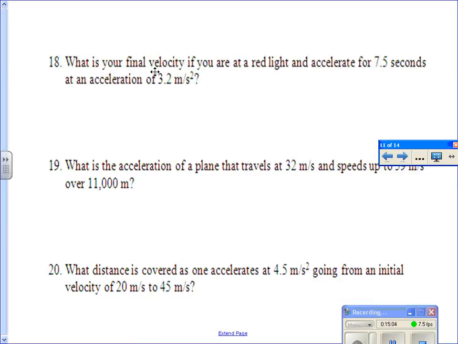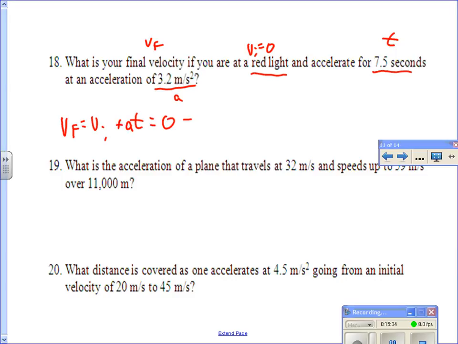All right, what's your final velocity? So that's VF. If you're at a red light, that means your VI is 0 because you're stopped. You accelerate for 7.5 seconds at an acceleration of 3.2 meters per second squared. All right. Do you have an equation that solves for VF when you know the VI, the t, and the a? The answer is yes. It's VF equals VI plus at. So 0 plus 3.2 times 7.5. And that answer is 24 meters per second.